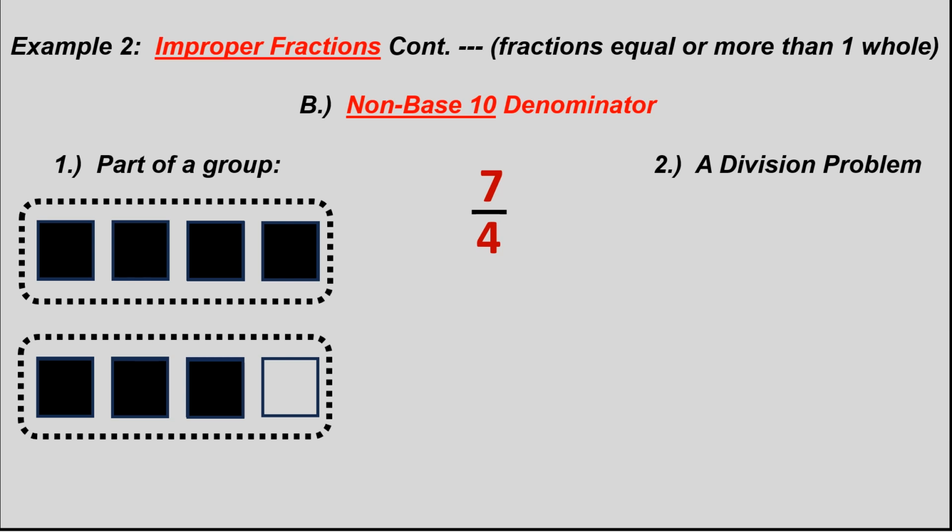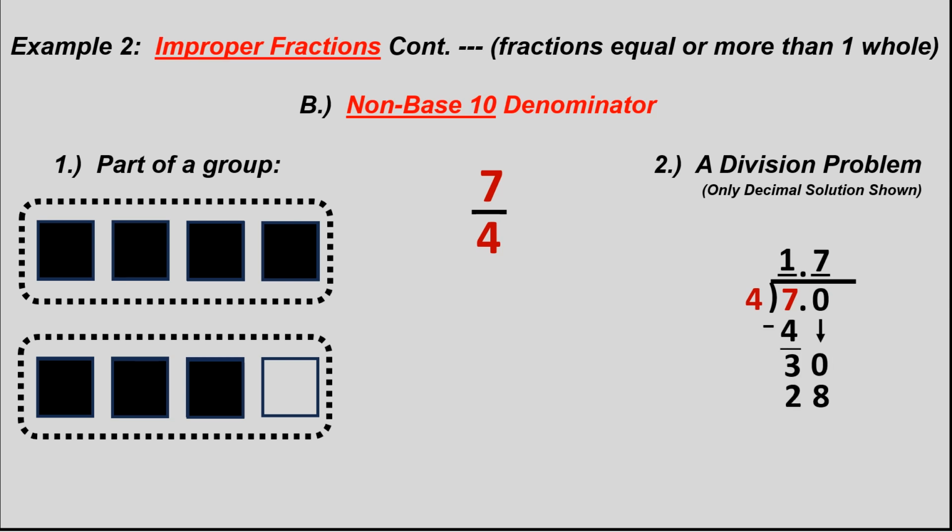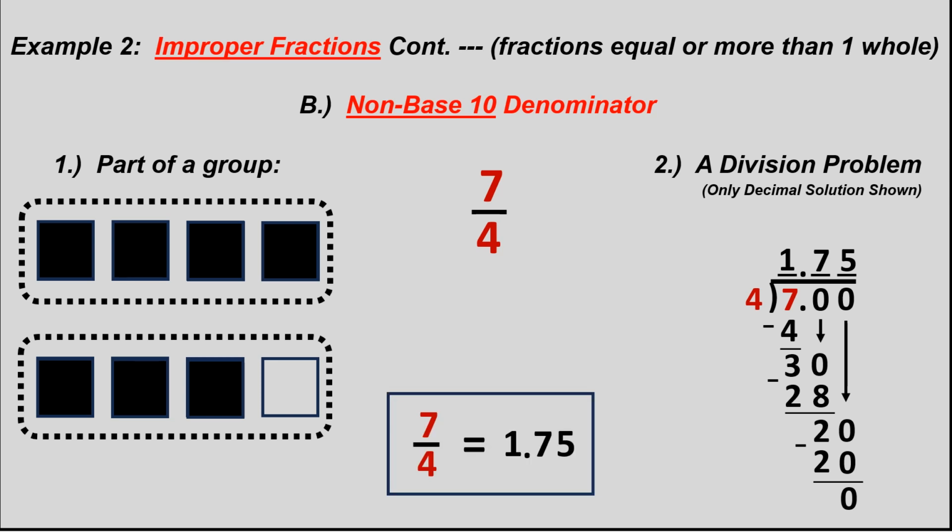As in the previous example, only the decimal solution is shown. We roll our fraction to the right. The numerator 7 becomes the dividend, and the denominator 4 is now the divisor. We continue and complete the division process. Finally, we write the fraction decimal equivalency.